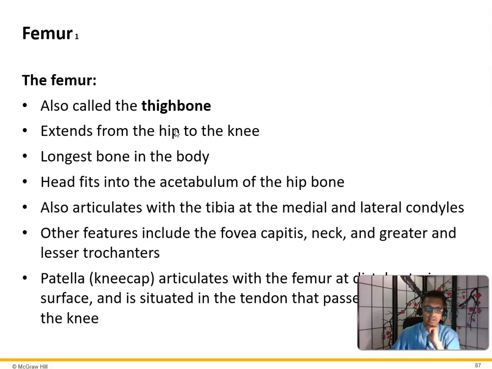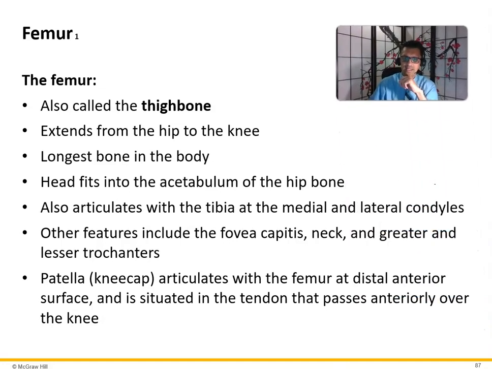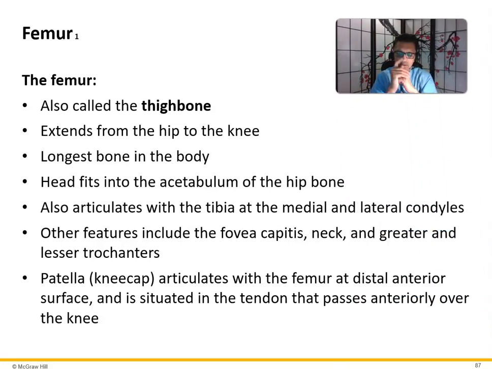The femur, also called the thigh bone, extends from the hip to the knee. It's the longest bone in the body. The head fits into the acetabulum of the hip bone. It also articulates with the tibia at the medial and lateral condyles. Now remember, the femur does not articulate with the fibula, meaning it does not join. It articulates with the acetabulum, it articulates with the tibia, but not with the fibula, which is on the outside. The patella, or kneecap, articulates with the femur at the distal anterior surface and is situated in the tendon that passes anteriorly over the knee, which is your patellar tendon.